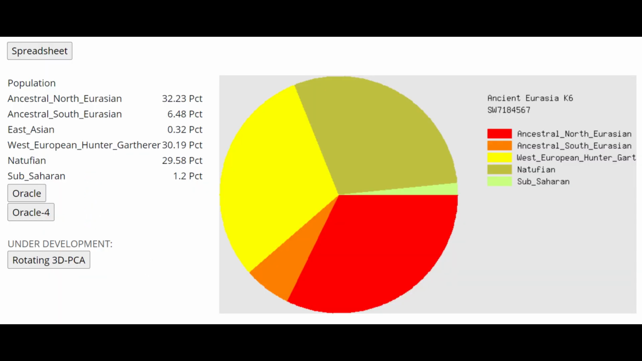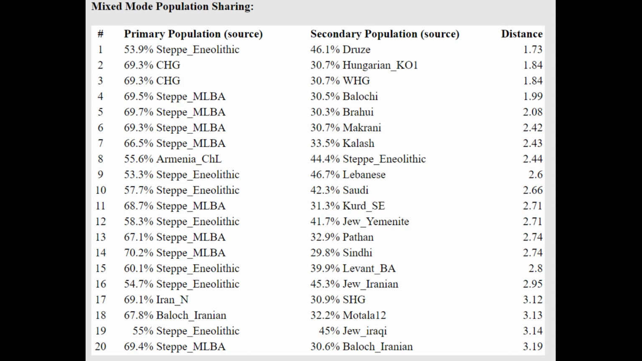This is what she scores with the ancient Eurasia K6. You can see she's scoring 6.45% ancestral South Eurasian, quite a lot of ancestral South Eurasian admixture. And she's actually getting modeled as a mixture of steppe, middle, late Bronze Age plus Baloch or Brahui or Makrani. But the oracle here is not so good, so I wouldn't pay too much attention to that.